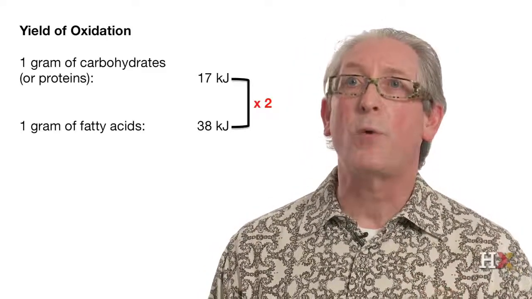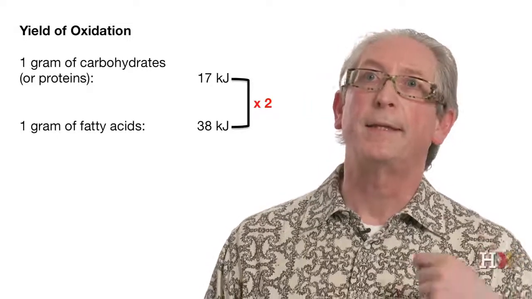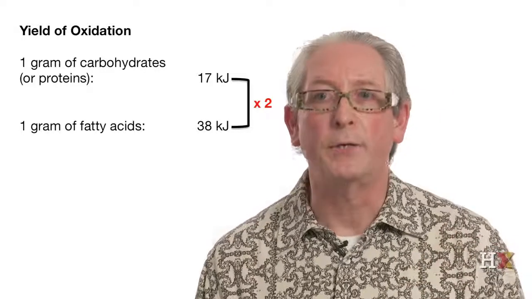First, the carbons in fatty acid are much more reduced than the carbon in sugar molecules. As a consequence, the complete oxidation of 1 gram of fatty acid produces twice as much energy, 38 kilojoules, than the complete oxidation of 1 gram of carbohydrates.